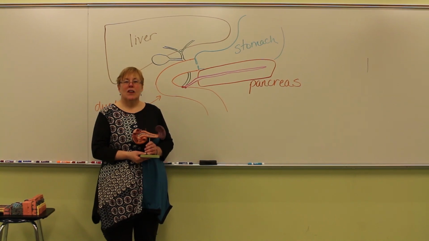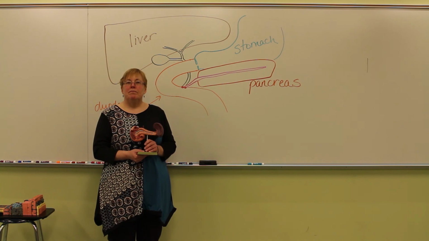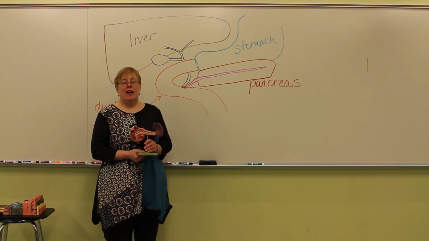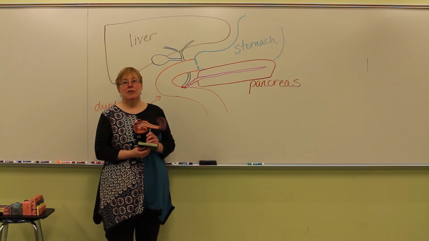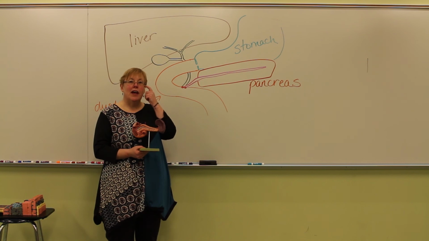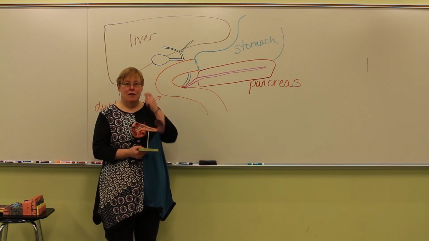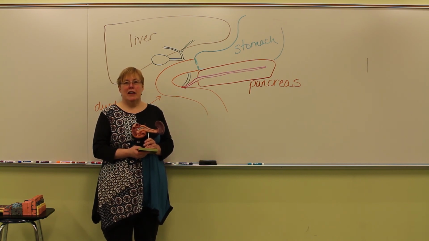In this video, we'll be talking about the anatomy and physiology of the small intestine and the accessory organs associated with the small intestine. The small intestine has three sections from proximal to distal. They are the duodenum, jejunum, and ileum.